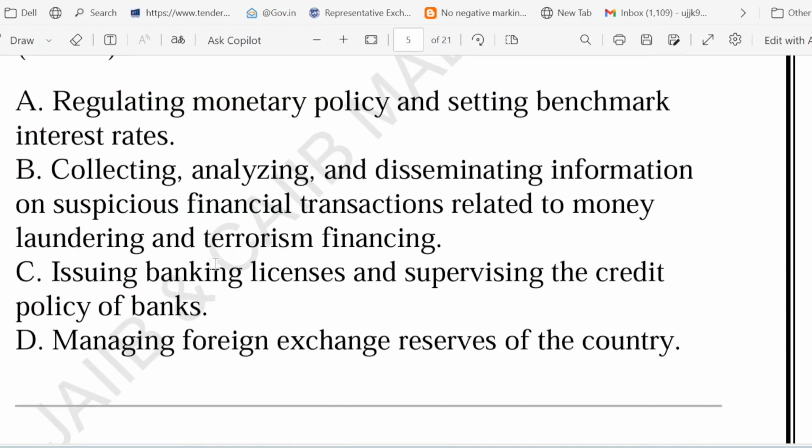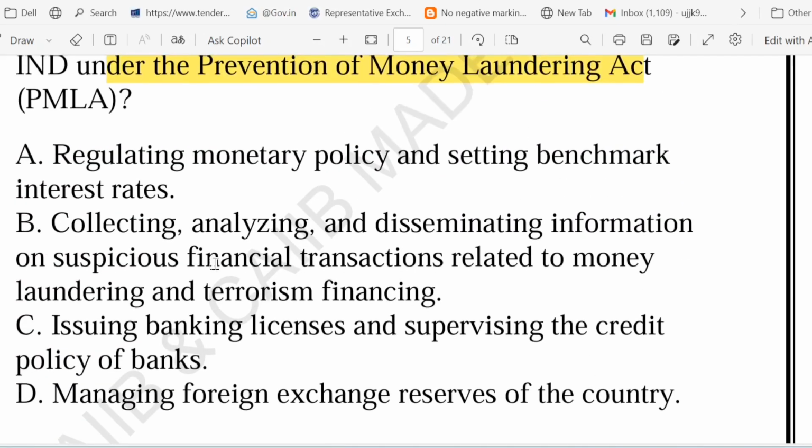Options are: A, regulating monetary policy and setting benchmark interest rate. Option B, collecting, analyzing, and disseminating information on suspicious financial transactions. Option C, issuing banking license and supervising the credit policy of the bank. Option D, managing foreign exchange reserve of the country. Let's go through option by option. First of all, option A.